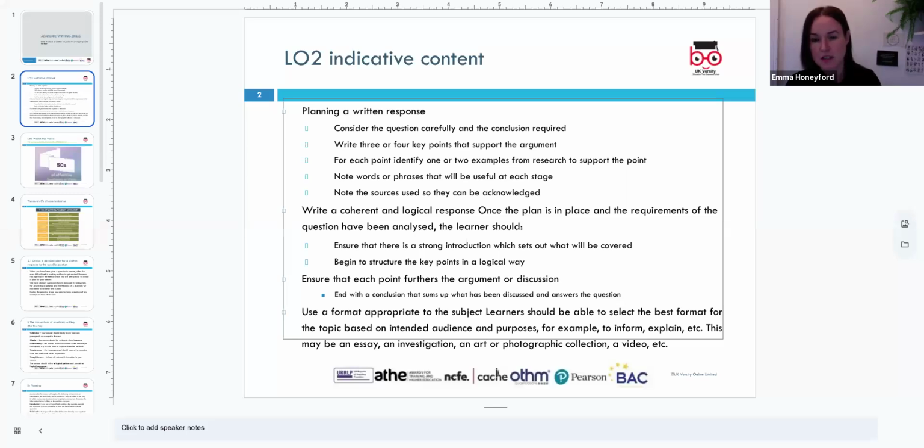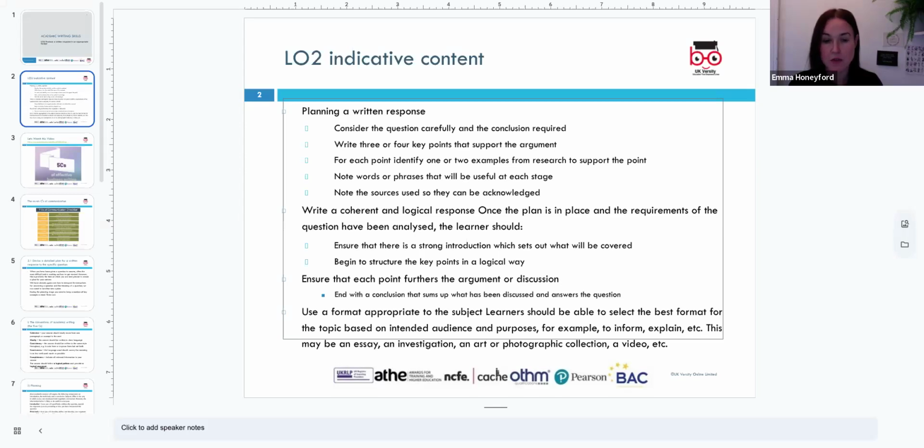The previous session that we did yesterday, Stella, outlines the Harvard referencing system that you need to be aware of. So maybe it's something to look at after today's session, and you can refer back to Moodle. You'll need to be able to write a coherent and logical response once a plan is in place and the requirements of the question have been analysed. Going back to yesterday, understanding the question is key to how you need to answer it. Once you break the question down and know what is required, you can then build a plan to respond.